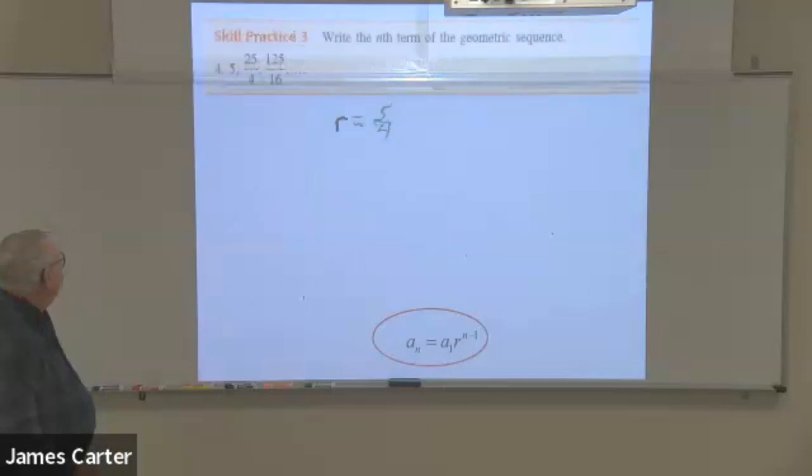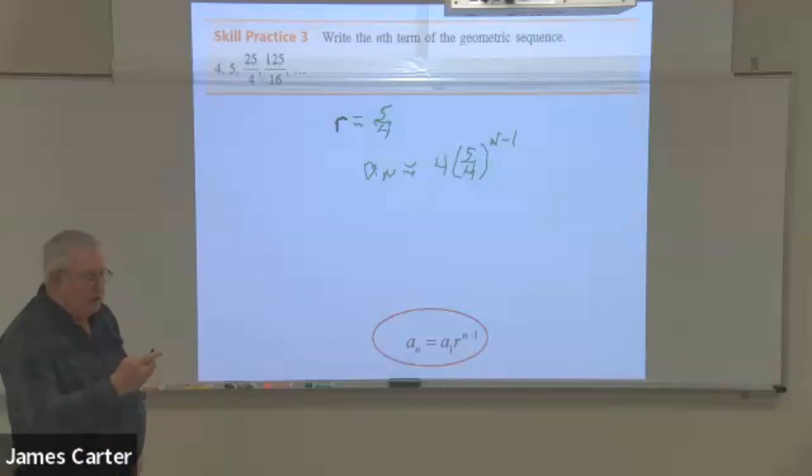Okay, this one starts off just kind of backwards to the other one. In this case, you get a common ratio of 5/4 instead of 4/5. So our generic rule then is the first term times the ratio to the n minus 1. Basically the same problem as the last one, except the numbers.